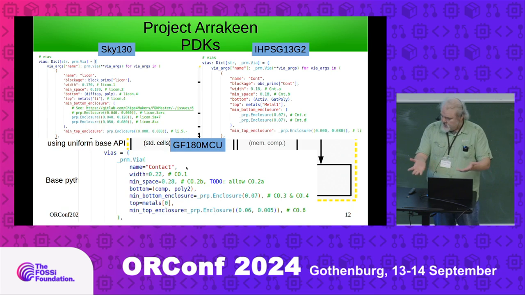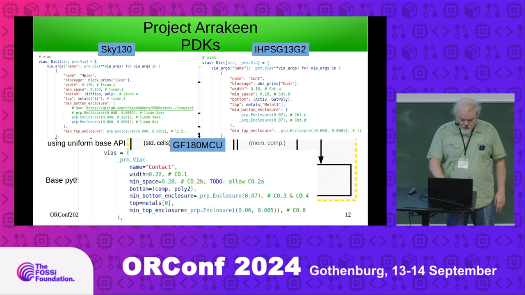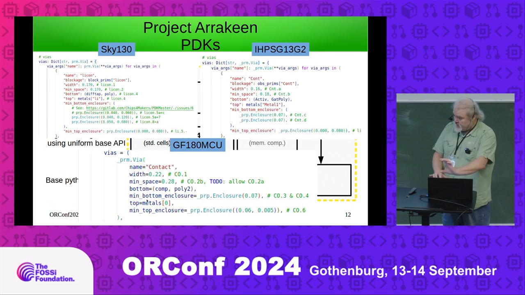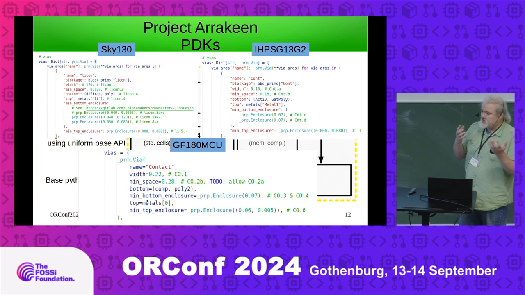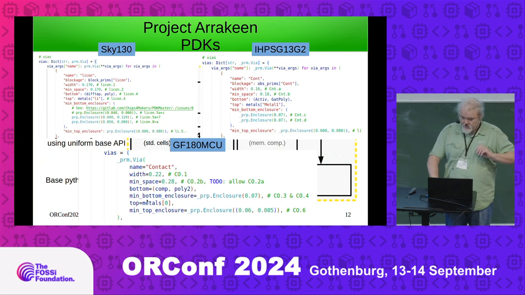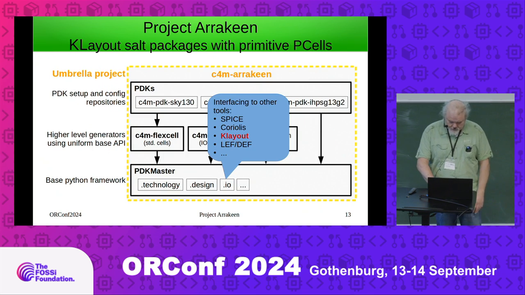And then you do a similar thing for all the three technologies. So for Sky130, it's called Licon. For IHP, it's called CONT. And for GlobalFoundries 180 MCU, it's called CONTACT. But you see that the definitions are very similar. So it should be easy to add new PDKs, especially for the base layers up to metal top.